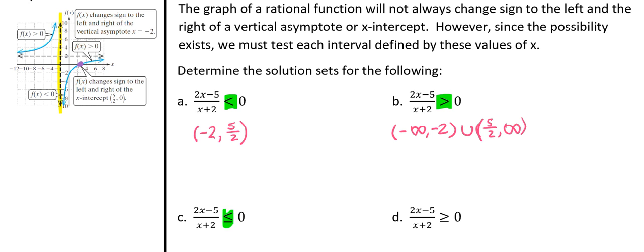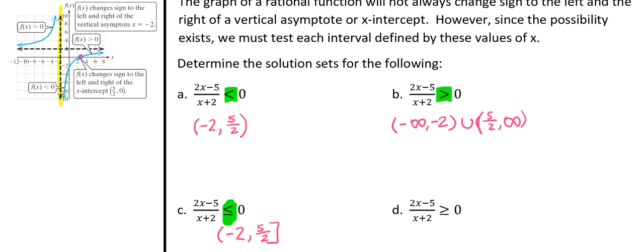So where exactly are we less than or equal to 0? Now in this particular instance, we are less than or equal to 0 here, and we get to include our x-intercept because that's where we equal 0. So we get to include that this time. So here we would say that we are less than or equal to 0 from negative 2 all the way to 5 halves. And this time we get to have a closed bracket because that 5 halves is included.